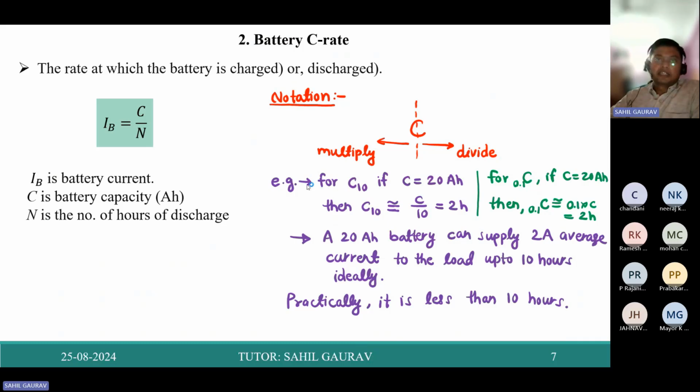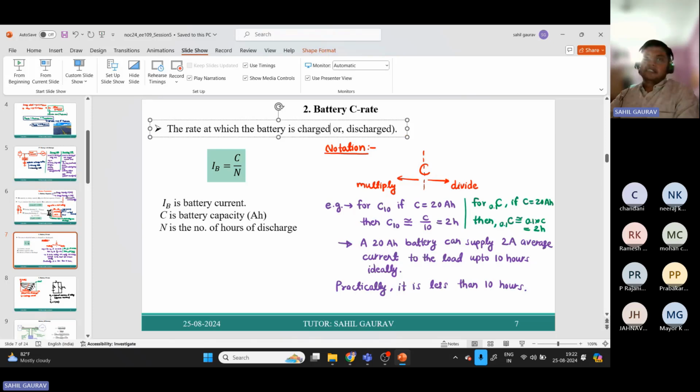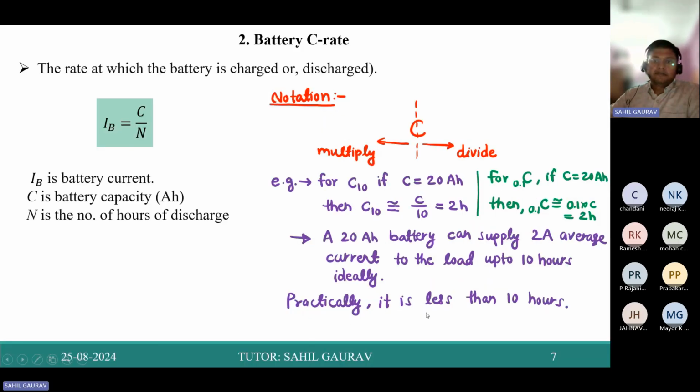Now coming to the second parameter, that is battery C rate. The rate at which the battery is charged or discharged is called the C rate. What is the C rate? The rate at which the battery is charged or discharged. So if you have a 20 ampere hour battery and its C rate capacity is C10, then it means that the battery can supply 2 ampere average current to the load up to 10 hours ideally.